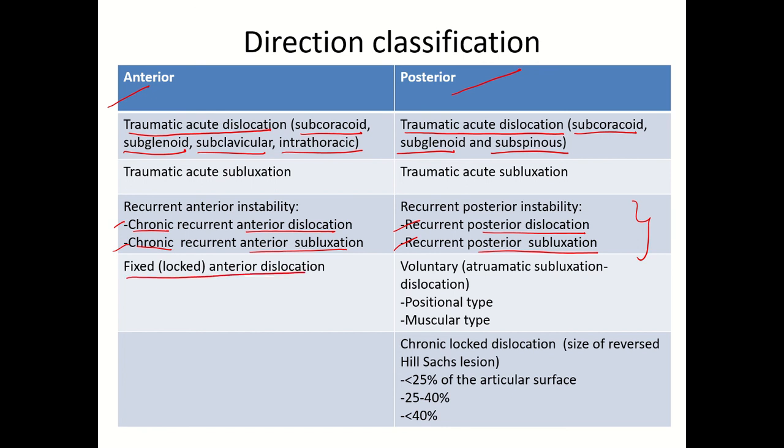Anteriorly, fixed or locked anterior dislocation is prominent, whereas in posterior, it is voluntary, that is atraumatic subluxation dislocation, positional type and muscular type. It is not voluntary, it is not fixed. In chronic posterior, it can be a fixed or locked dislocation, but due to the size of the reversed Hill-Sachs lesion. It is not the normal Hill-Sachs lesion, it is due to the reversed Hill-Sachs lesion. The grades are lesser than 25% of the articular surface, 25 to 40%, and greater than 40%.